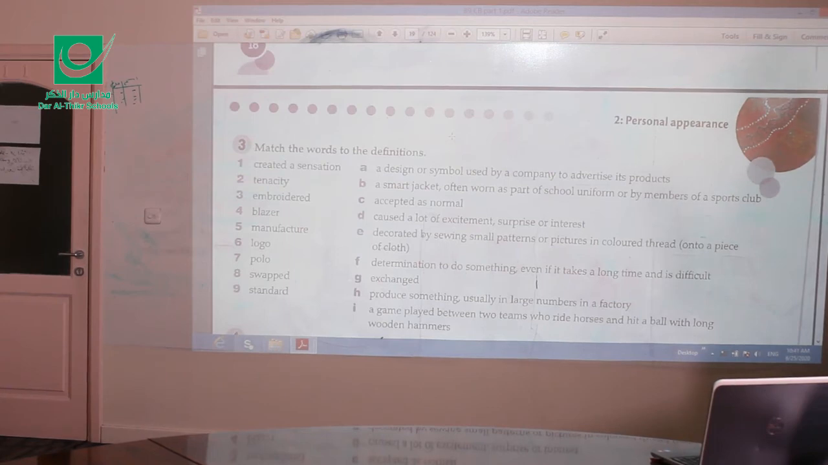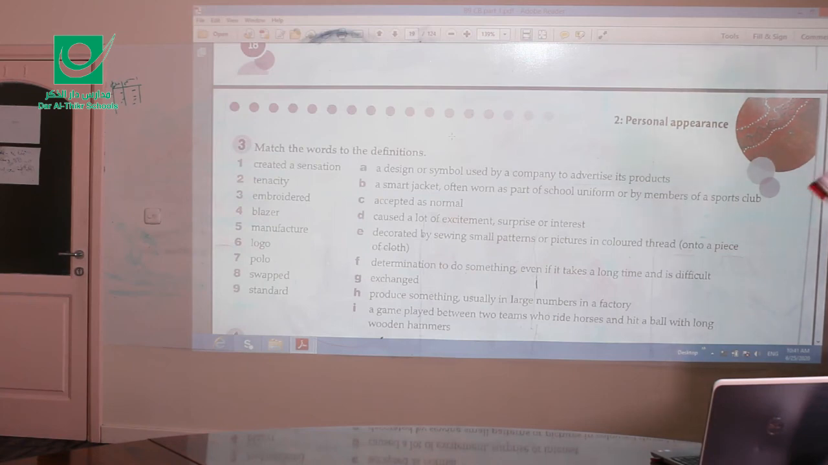Then tenacity, and tenacity of someone. As we said, it was given the name Lacoste because he was named the crocodile. And the crocodile is known for its tenacity, which is, yes, determination. It's never defeated easily. So determination to do something, even if it takes a long time and difficult times. Now 3 is embroidered. And embroidered is, yes, to be decorated and put by sewing on the shirt, which is E actually.